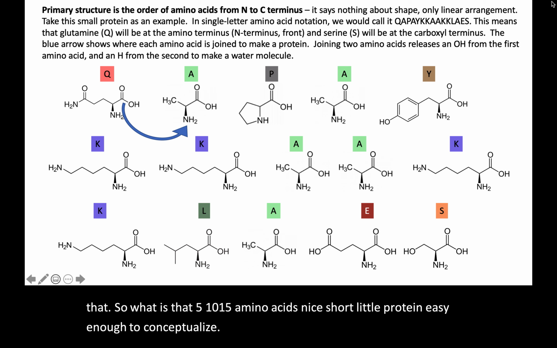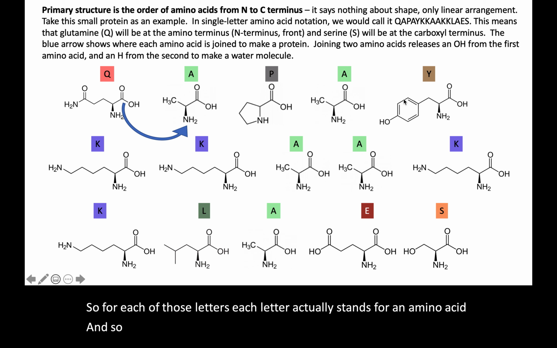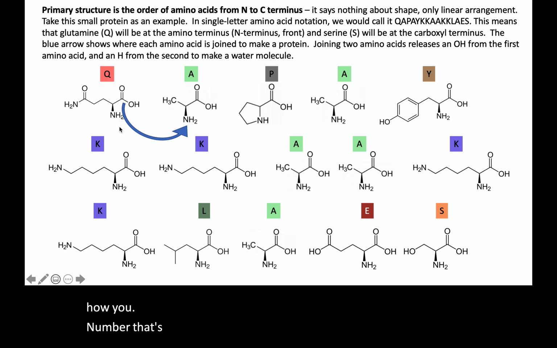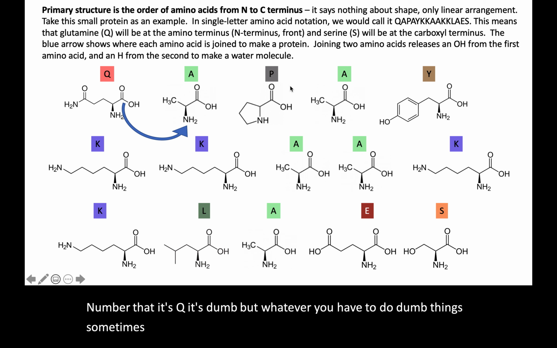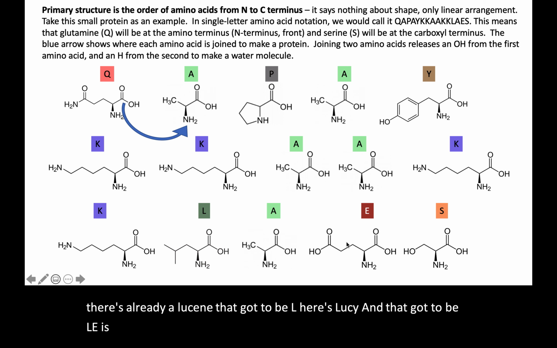So for each of those letters, each letter actually stands for an amino acid. And so I put the amino acid underneath each of the letters. So Q is glutamine, and you can remember it as the Q-tamine. Yeah, that's how you remember that it's Q. It's dumb, yeah. But whatever, you have to do dumb things sometimes. And so A is alanine, P is proline, Y is tyrosine, K is lysine, because there's already a leucine that got to be L. Here's leucine that got to be L.